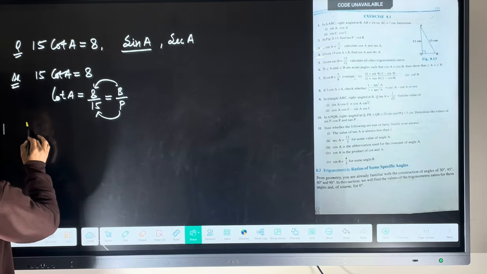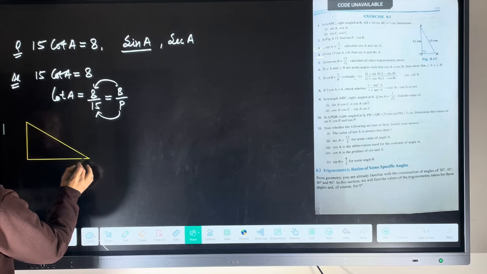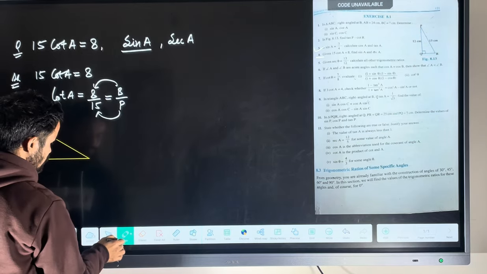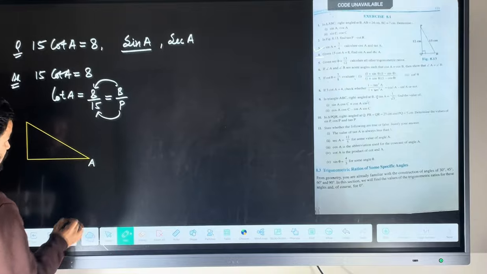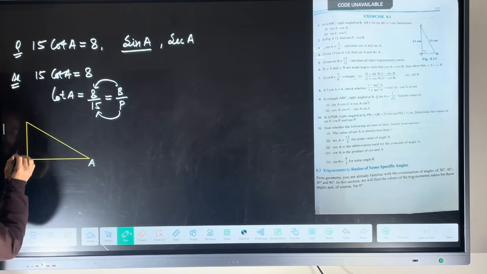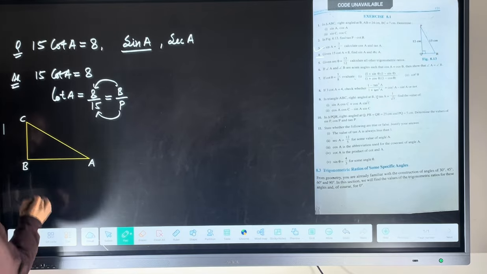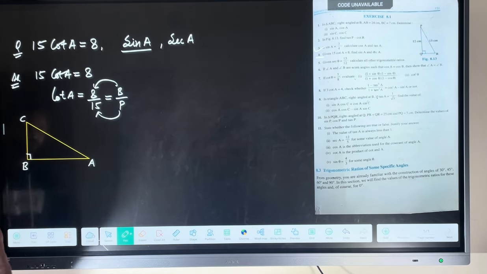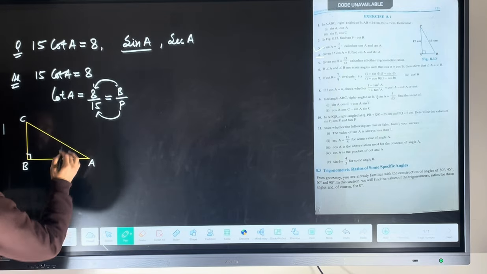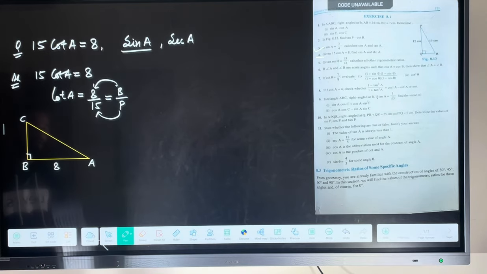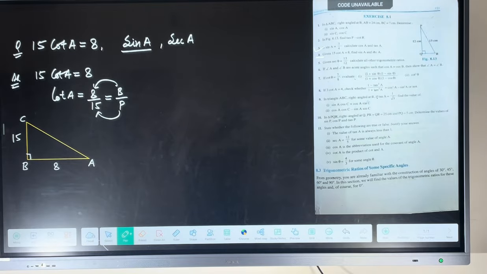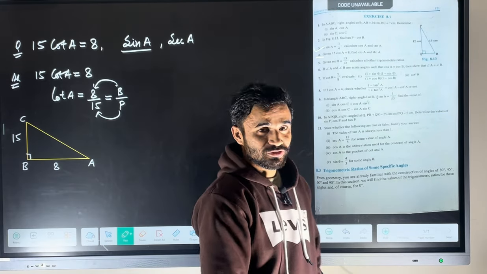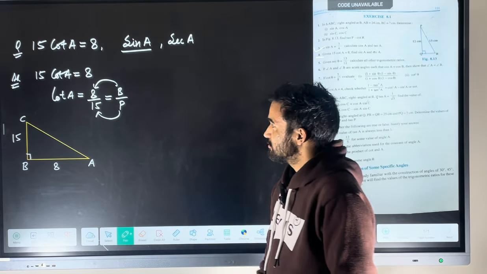This is a right angle triangle. We consider this as angle A, this as angle B, and this as angle C, with the right angle at B. Base is 8 and perpendicular is 15. We have to find the hypotenuse. How will we find the hypotenuse? By using the Pythagoras theorem.